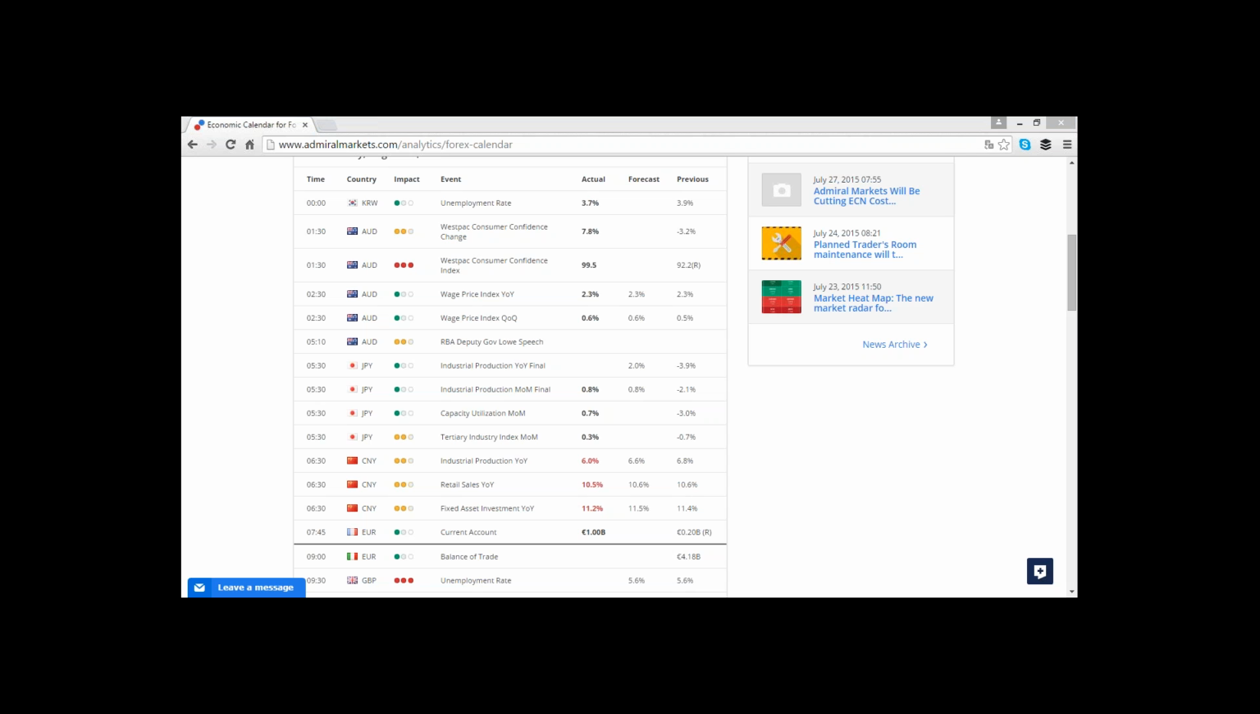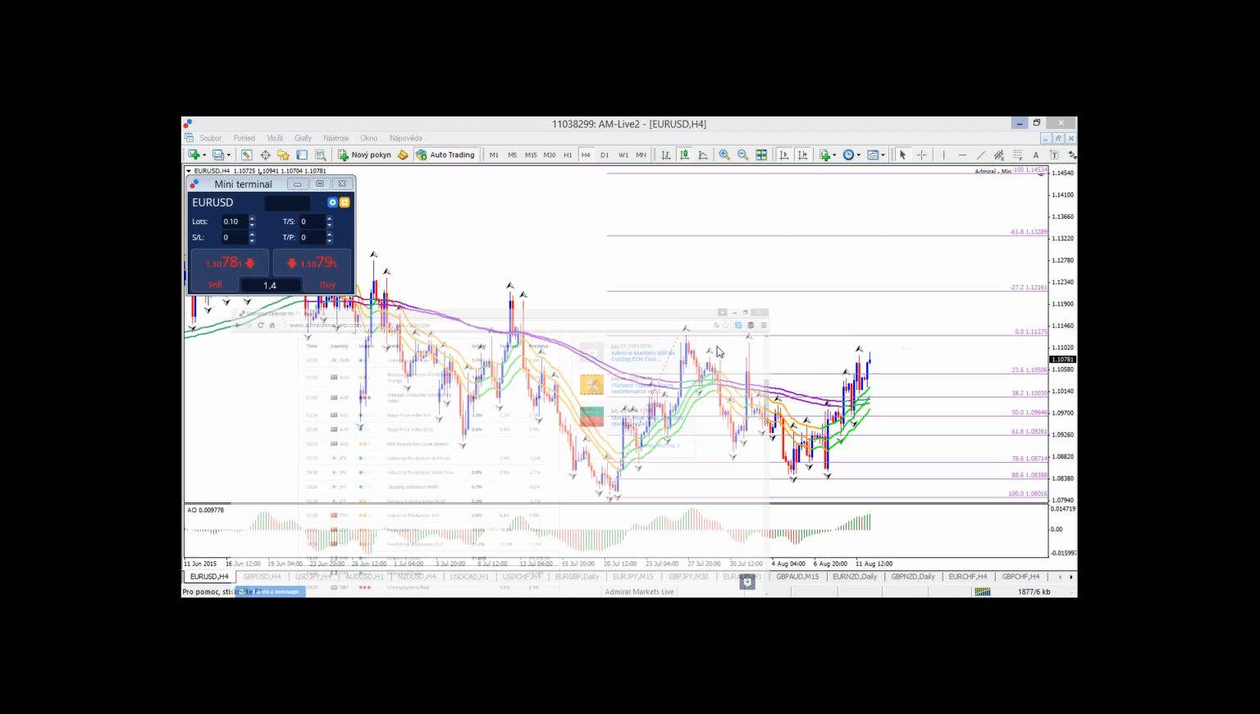I mean, I don't analyze the yuan one, so I don't have any technical picture on that. But, all right, let's take a look at the pound dollar.